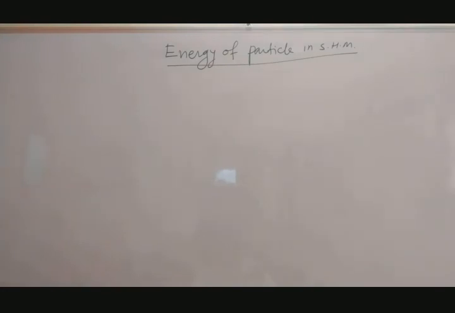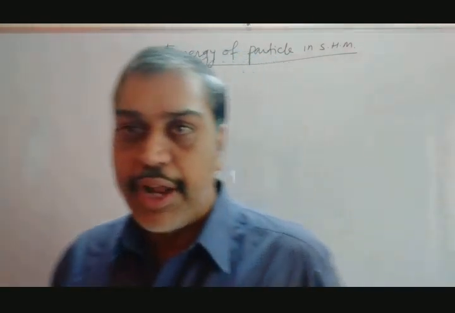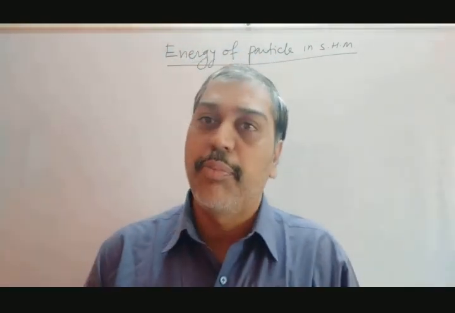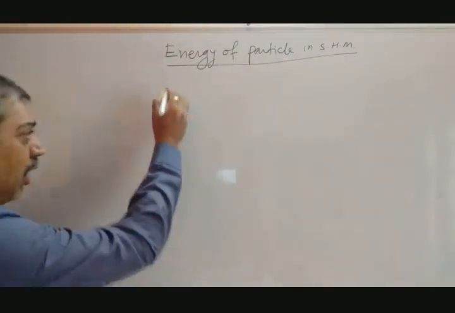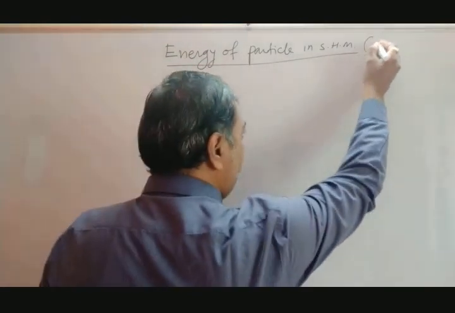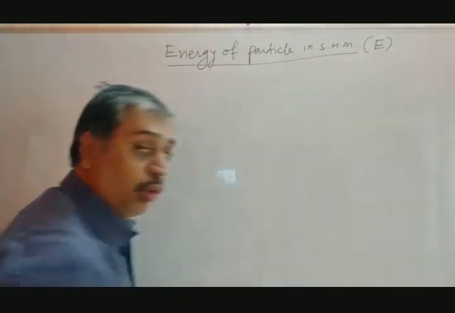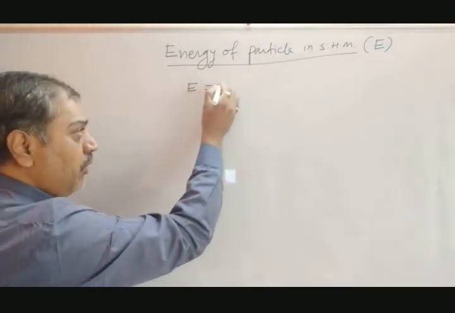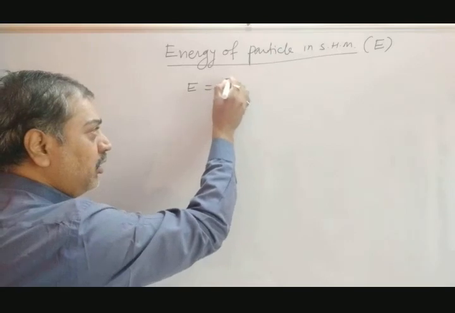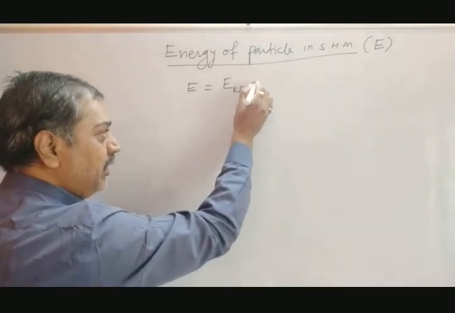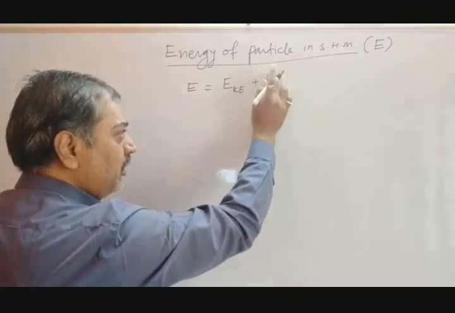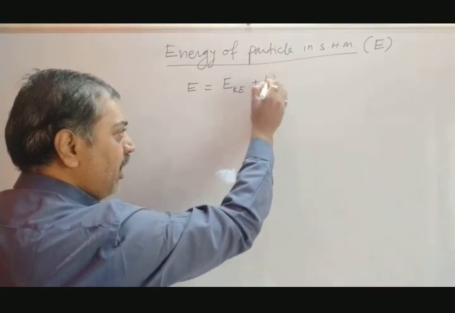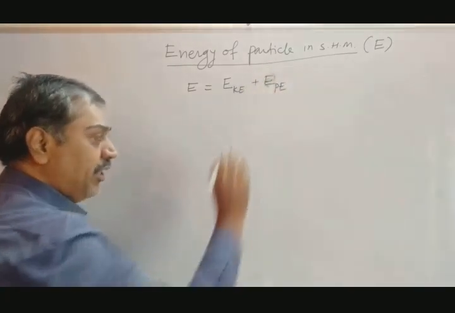All of you are well aware of this. So kinetic and potential energy are interconvertible. Suppose we represent the total energy of the particle performing SHM by E. Then you can write one simple equation: E equals kinetic energy plus potential energy.